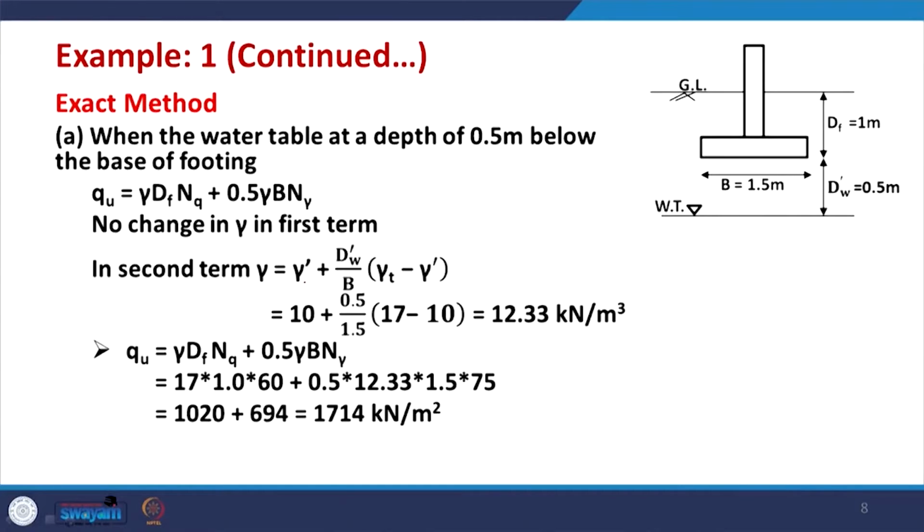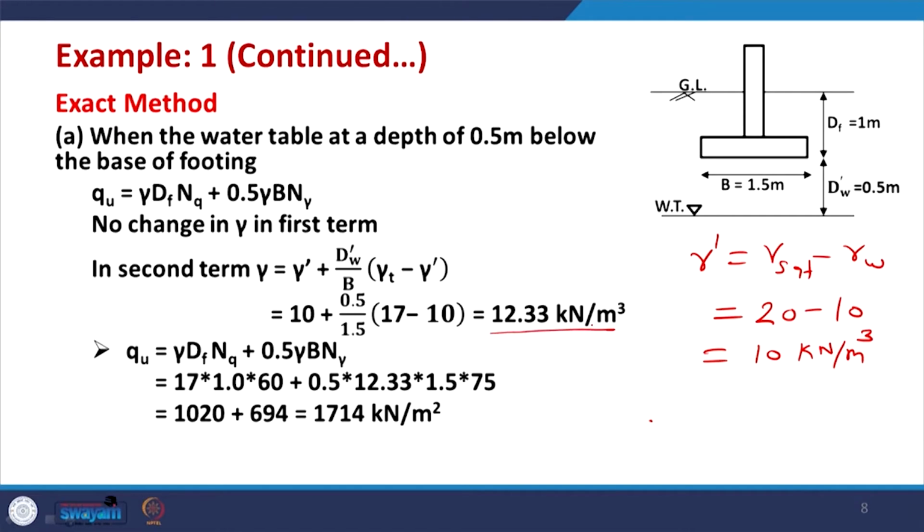And so, for the second term, you have to calculate the effective unit weight using this relation: effective gamma is gamma submerged plus dw dash divided by B into gamma t minus gamma submerged. Here you need to understand that gamma submerged is nothing but gamma saturated minus gamma w. The value of gamma saturated is already given as 20 to you and gamma w is 10. So, gamma submerged is 10 kilonewton per meter cube, and then you have gamma submerged plus dw dash, the depth below the base of the footing, 0.5, divided by B 1.5, into 17. So, you calculate 12.3.